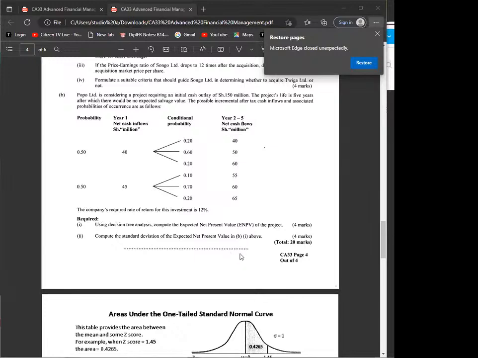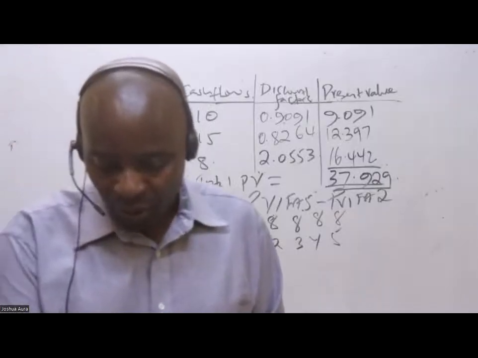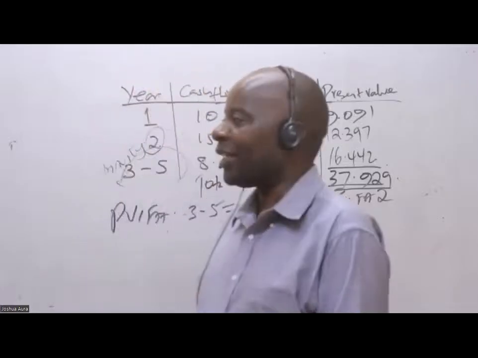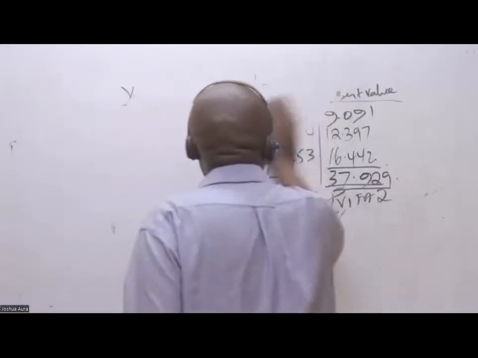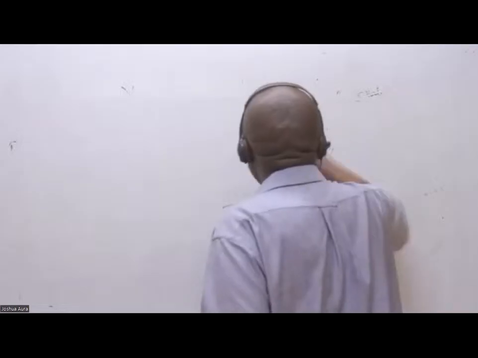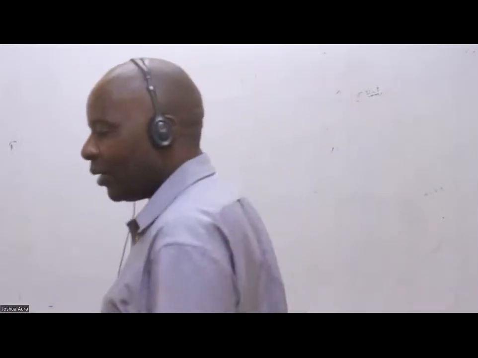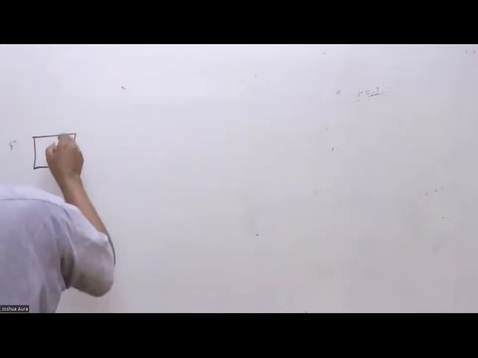So let's do this question. First of all, we draw the tree. Remember, AFM decision trees are very easy to draw. Why? Because normally we start with a box.